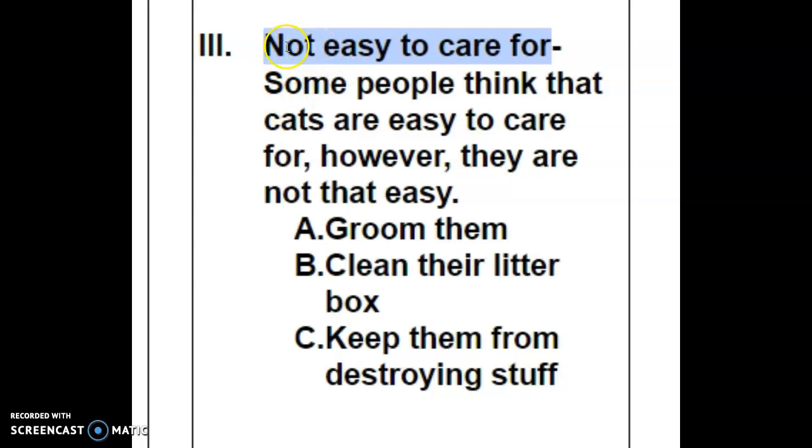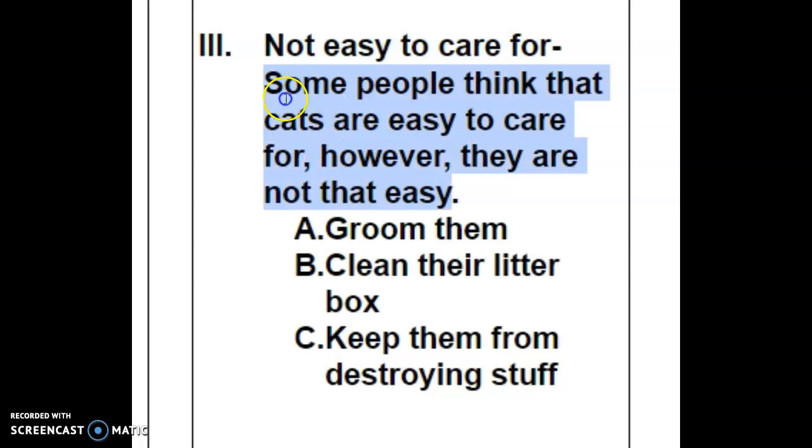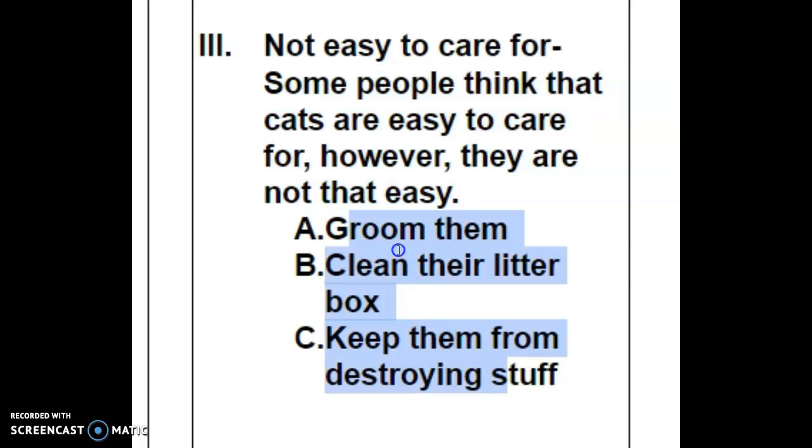And the third body paragraph is bringing up an argument from the other side, which is that one of the arguments on the other side was that cats are easy to care for, right? So this paragraph is arguing that they're not that easy to care for. So an example of a topic sentence could be something like, some people think that cats are easy to care for. However, they are not that easy. So again, there is some good, cats are kind of easy to care for, but they're not that good. And I'm going to show you why they're not that easy to care for, right?